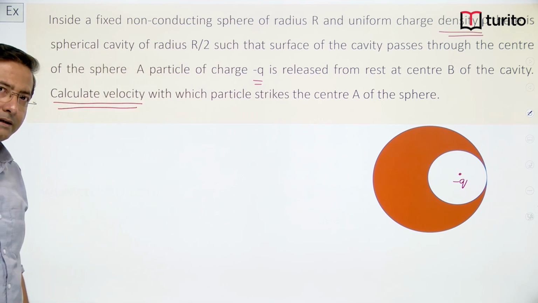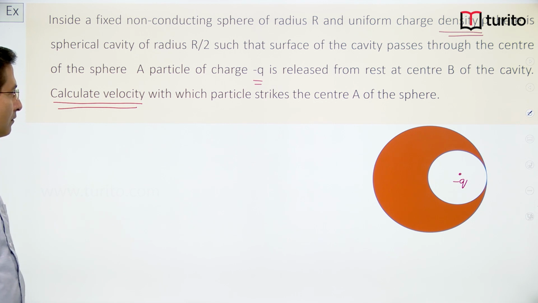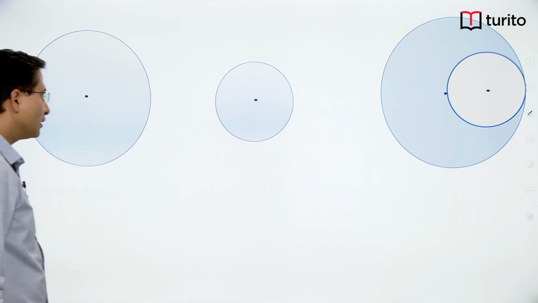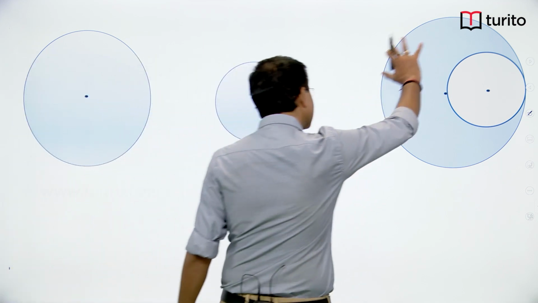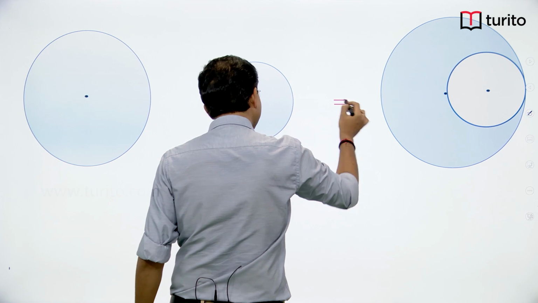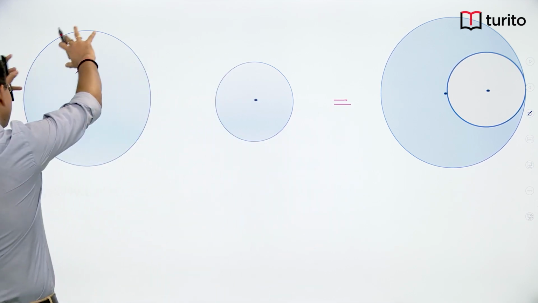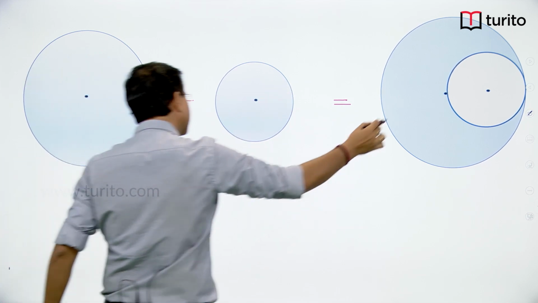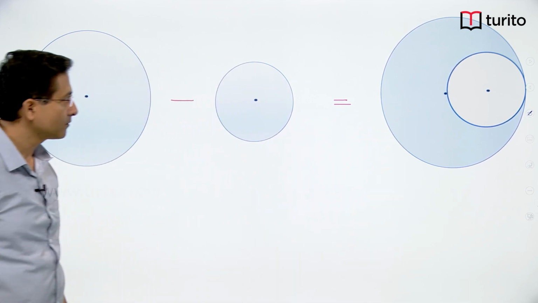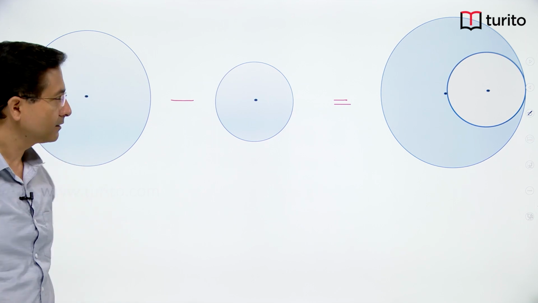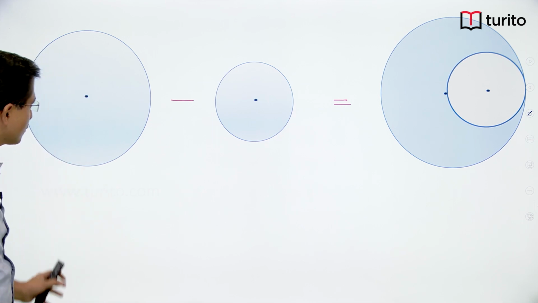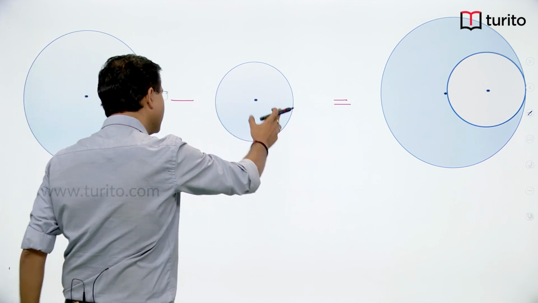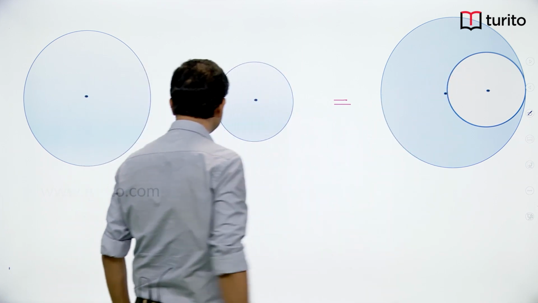To get the field inside, let us use another slide, then we will come back to this one. So, ultimately I can say that this system is nothing but, from the whole sphere, if you remove this sphere, then you will get this. Right. So, from this whole sphere, if you remove this one, then you will get this one.